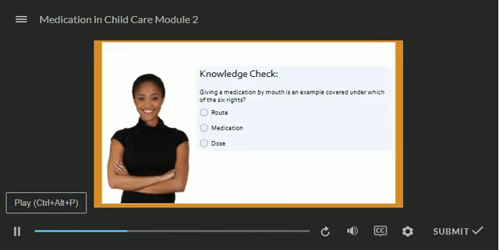Knowledge check time. Giving a medication by mouth is an example covered under which?